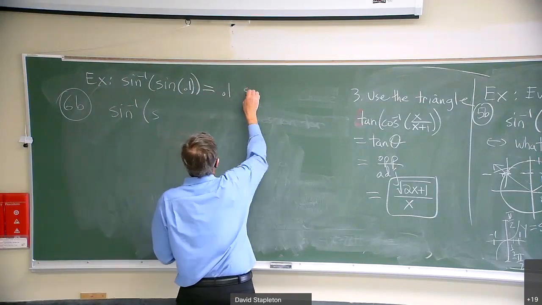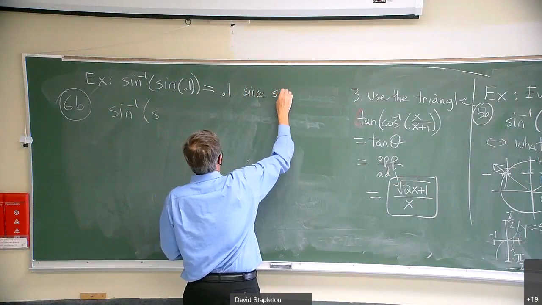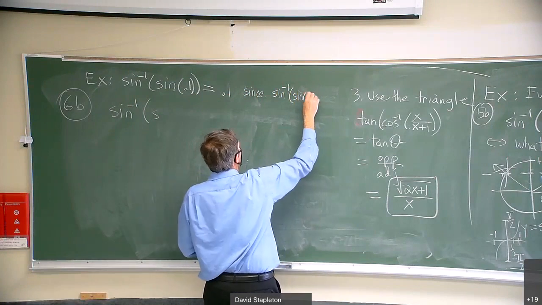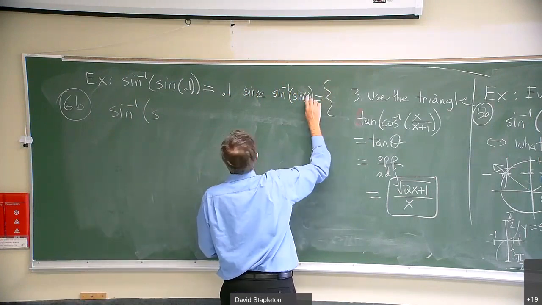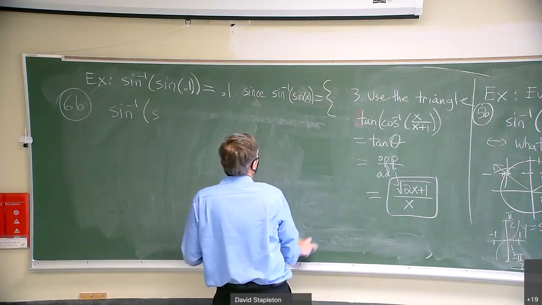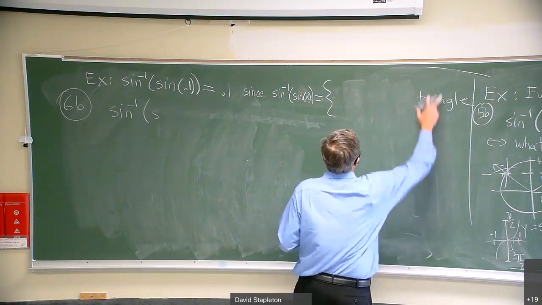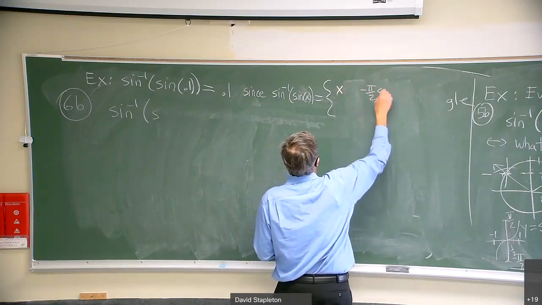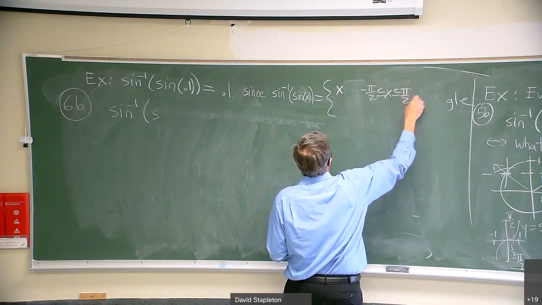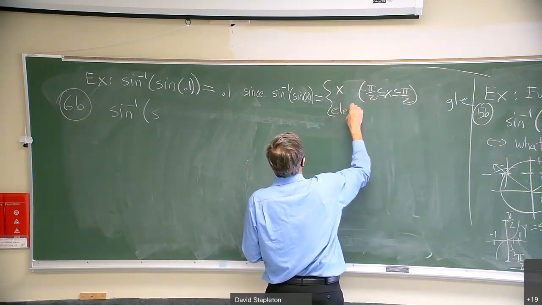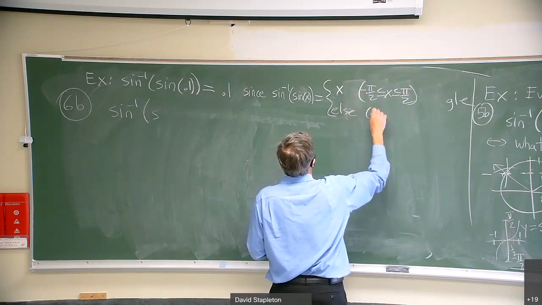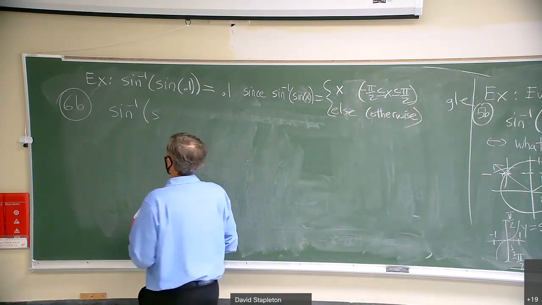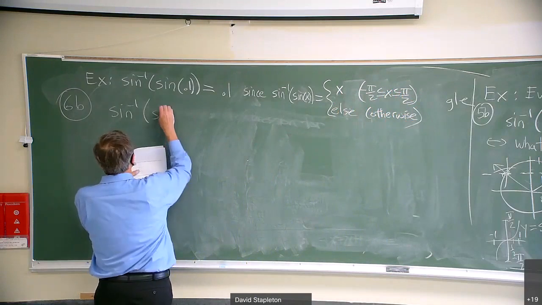It's because the arc sine, by its design, undoes the sine for angles x in that piece of the sine function we flipped, right? That is minus pi over 2 less than or equal to x less than or equal to pi over 2. Unfortunately, it gives you something else otherwise, right? And so 6b asks you the otherwise, unfortunately. What's the arc sine of the sine?